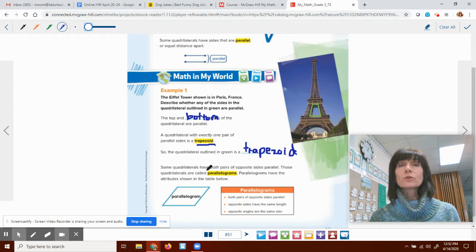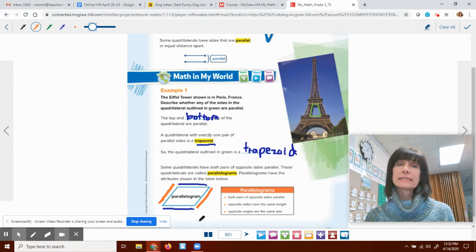Those quadrilaterals are known as parallelograms. A parallelogram has the attributes shown in the table below. So a parallelogram is going to be this. Both pairs of opposite sides are parallel. They're saying this side and this side are parallel, as well as, if I highlighted the ends, this and this side. So the orange is parallel and the blue is parallel.